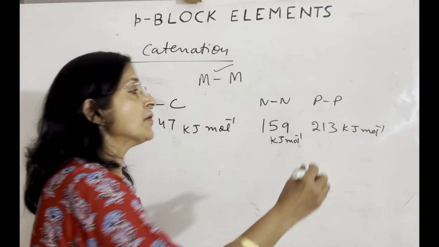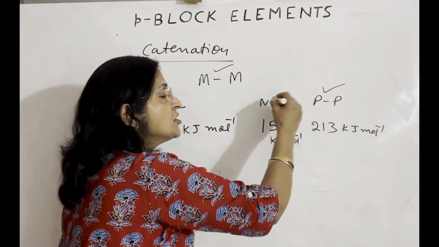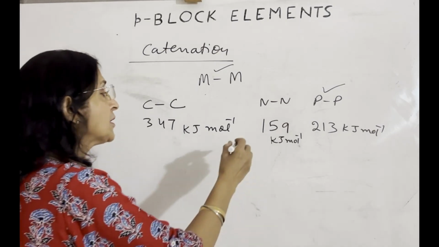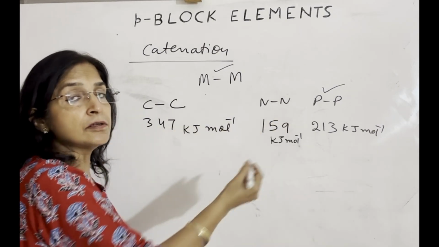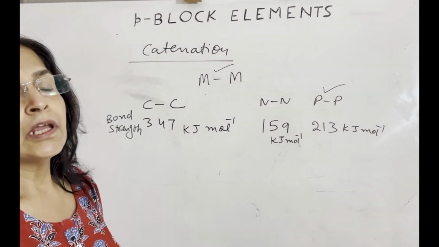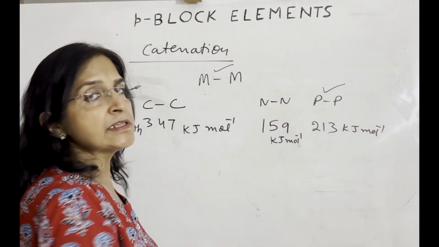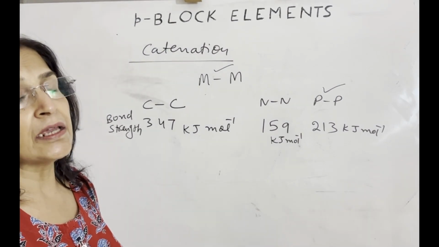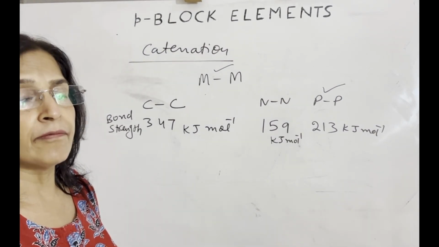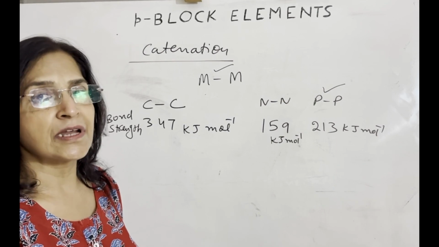The catenation power of phosphorus is much higher than nitrogen, and catenation power of group 14 element, that is carbon, is much higher than group 15 elements. In group 15 elements, phosphorus has the maximum tendency for catenation, and it forms cyclic and open chain compounds having many phosphorus atoms.